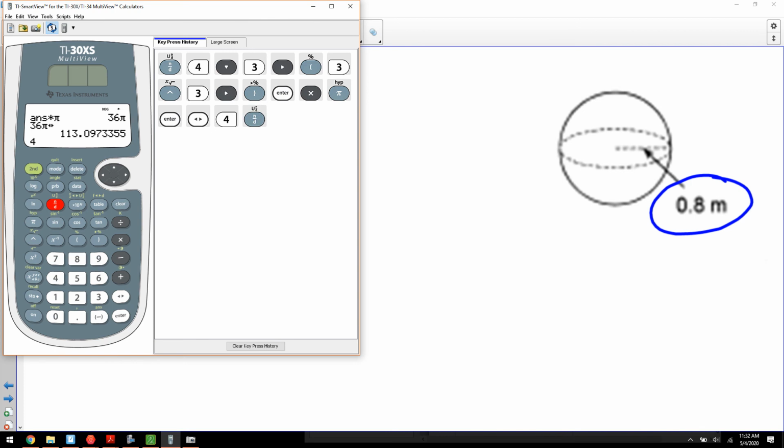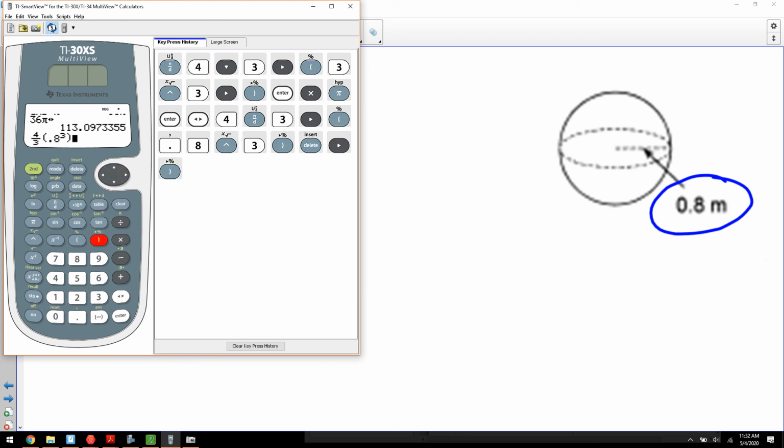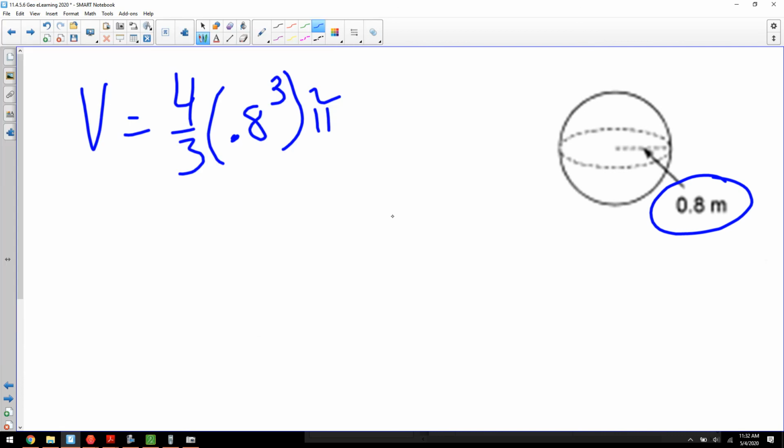Go back to our calculator. 4/3. The right button, parenthesis, 0.8 to the third. Close the parenthesis. Oops. I haven't hit my arrow out yet. There we go. Now close the parenthesis. And we multiply that by pi. And it's going to give me a crummy decimal, which is fine. 2.14. So the volume here was 2.14 cubic meters. Okay.